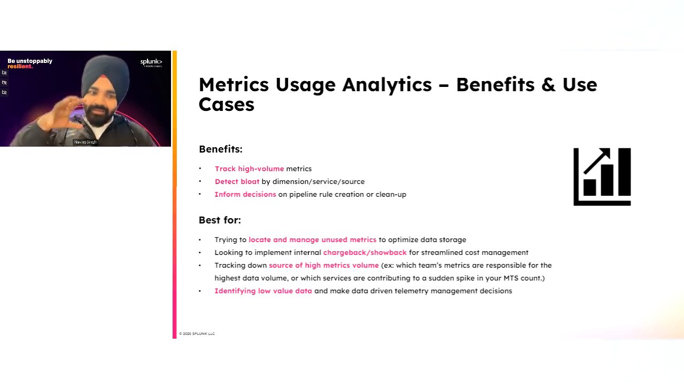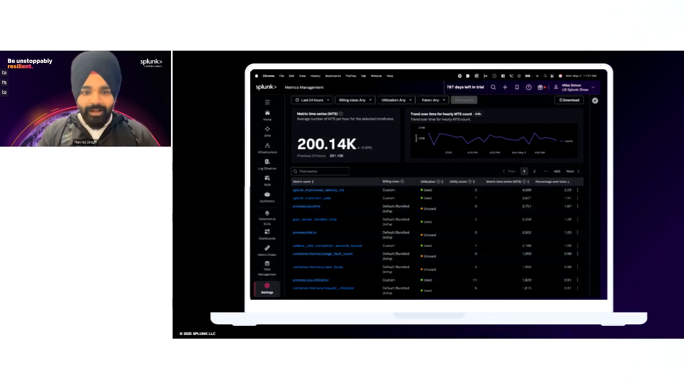You can track down the high metrics volume. You can figure out which teams specifically, because of the dimension key value pair, are contributing to that specific MTS count, or what resulted in a spike. You can also identify all the low value data, so that you can make informed telemetry decisions. I do have a couple of screens to just walk around.